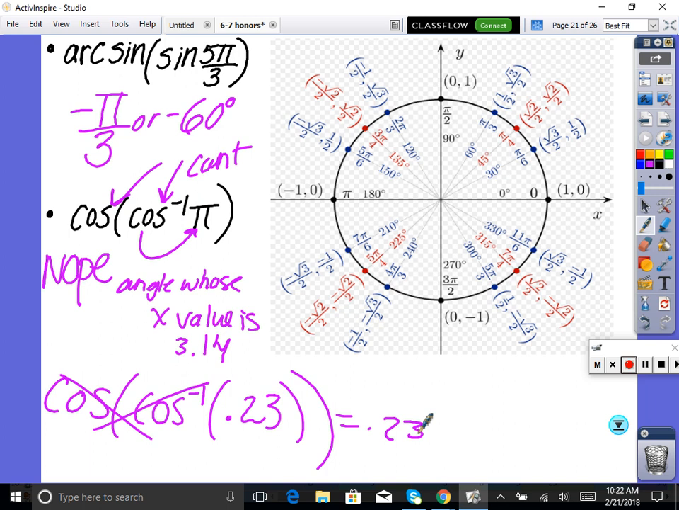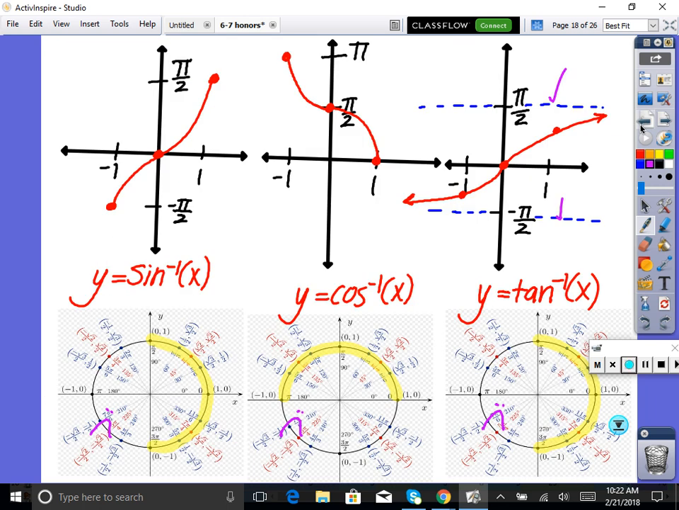But what do we have to find first? Cosine inverse, correct? We can't calculate the outside and then go inside. We're calculating the cosine inverse of pi. Look, right here's cosine. We have an angle whose cosine is 3.14. Can we even plug in 3.14? No, that's outside of cosine's input.